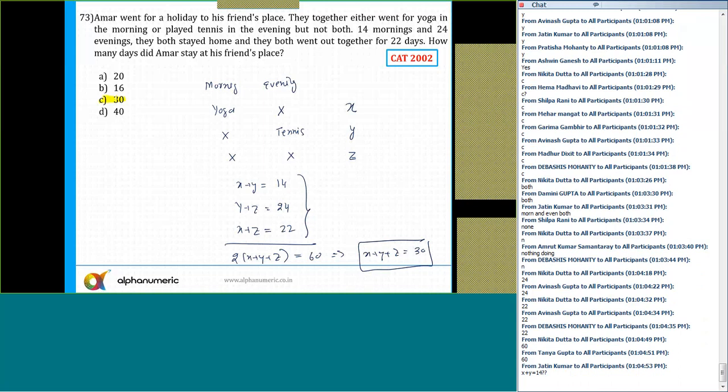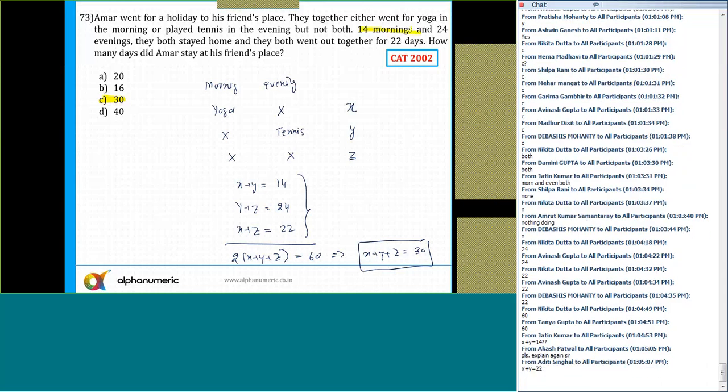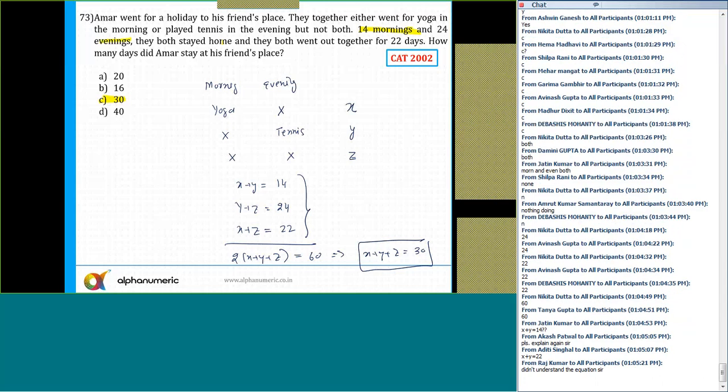Why is X plus Y 14? It says 14 mornings and 24 evenings they both stayed at home. So if they are staying at home in the morning or in the evening, it means what? Okay, they didn't understand the equation. Not an issue, just wait here.